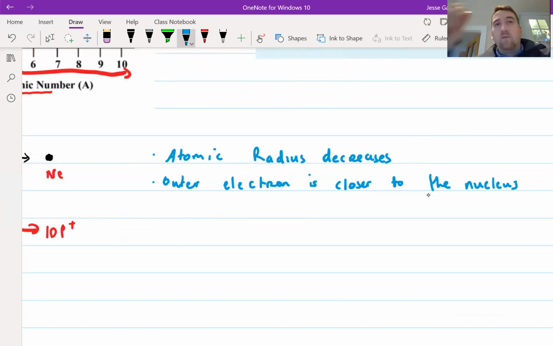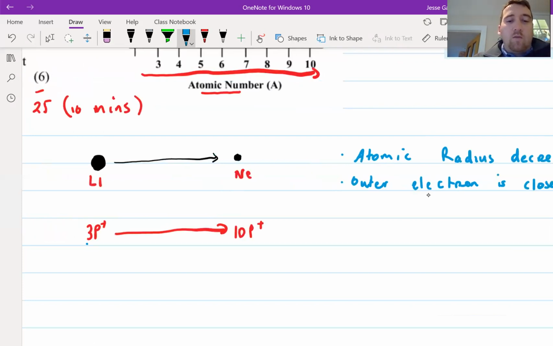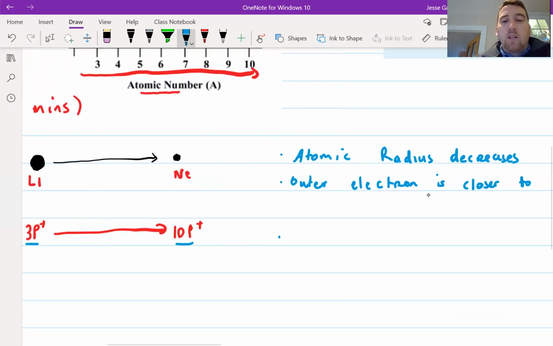So it's harder to remove. The other thing is, what do we call this here? If we're going from 3 protons to 10 protons, this is what we call the nuclear charge. And what's happening to it? The nuclear charge has increased.